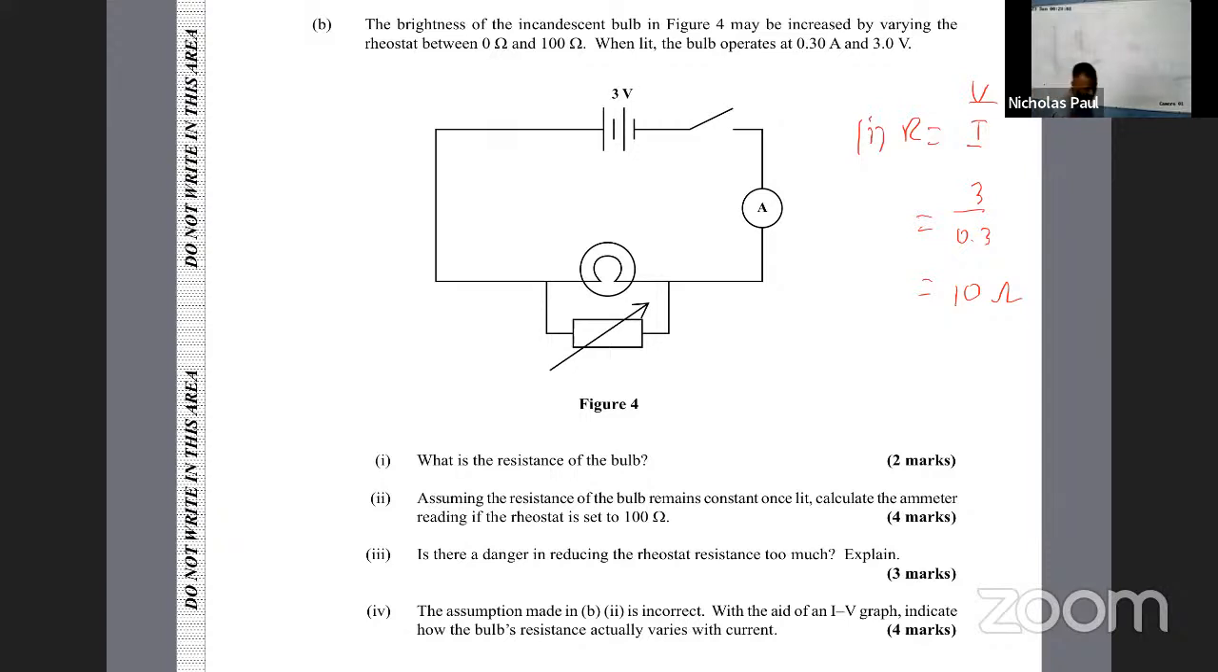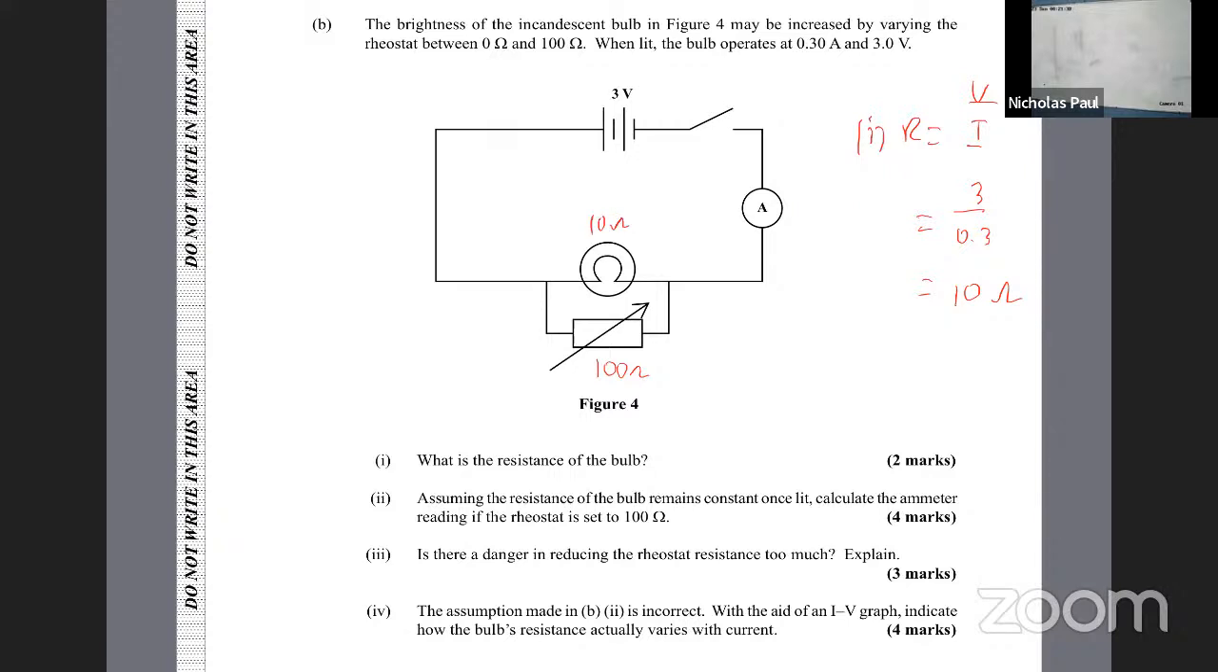Alright, so assuming that the resistance of the bulb remains constant once lit, calculate the ammeter reading if the rheostat is at 100. So here it's 100 ohms. Here is 10 ohms. And they want us to find the ammeter reading. Sorry, I thought that was the bulb. Here is 10 ohms.